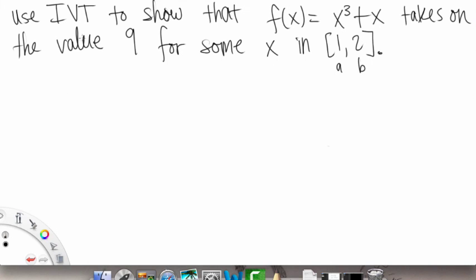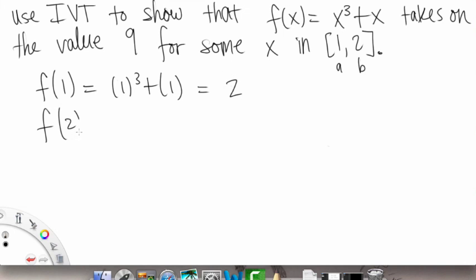So the first thing we have to do to even use the intermediate value theorem is to find the value of our function at each of the endpoints. So f of 1 is equal to 1 cubed plus 1, which is 1 plus 1, so that's just a 2. And then we'll try the second endpoint. So f of 2 is equal to 2 to the third plus 2. So that would be an 8 plus 2, which is a 10.